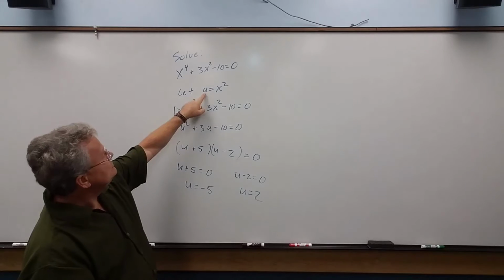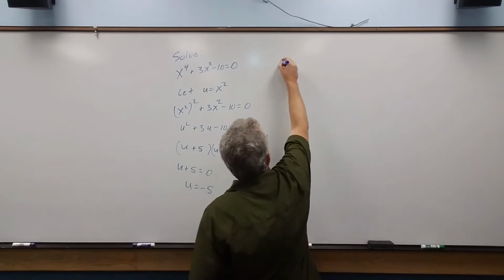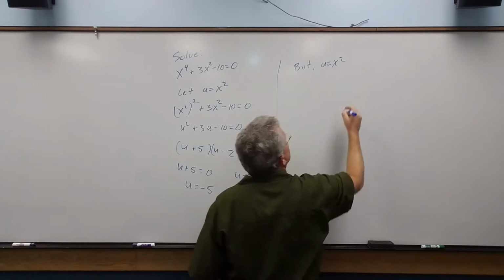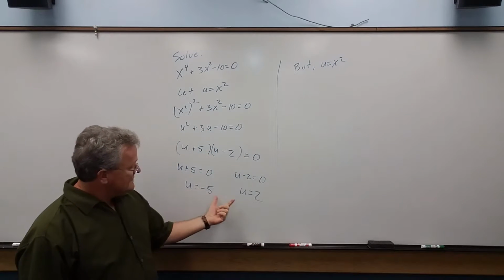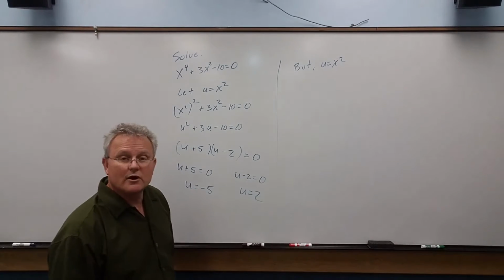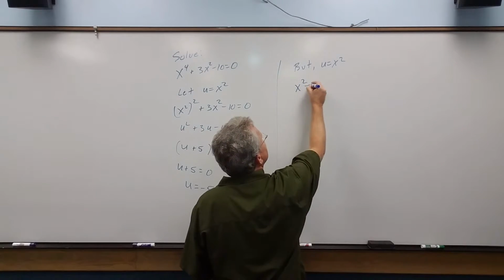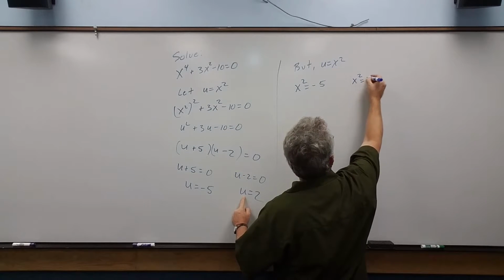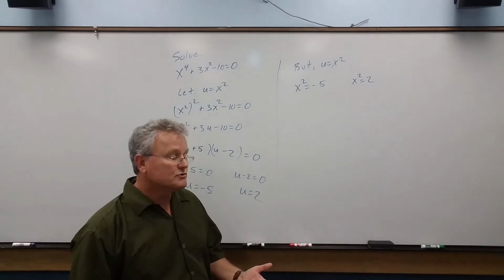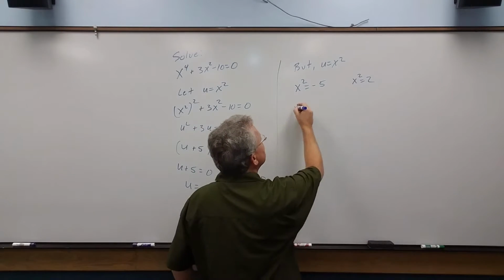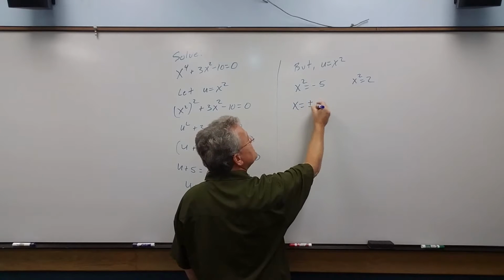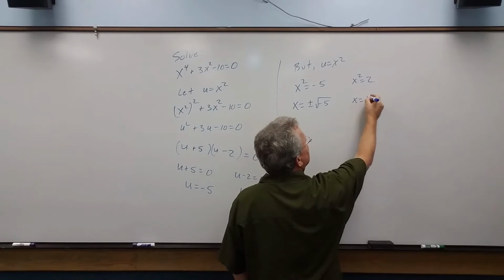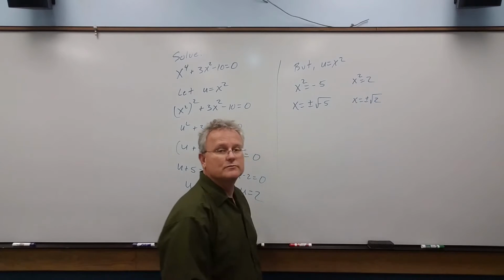But u is x squared. So let me say, but u is equal to x squared. So when we substitute that in, these equations become x squared equals negative 5 and x squared equals 2. Applying the square root property, when we take the square root of both sides, we get plus and minus the square root of negative 5. And here we get plus and minus the square root of 2.